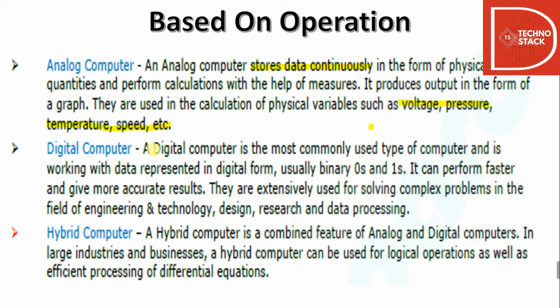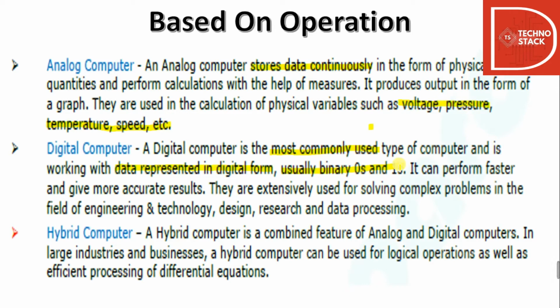The next one is digital computer. A digital computer is the most commonly used type of computer and works with data represented in digital form, that is zeros and ones, usually binary. So the basic language that a computer uses is binary, that is zeros and ones.